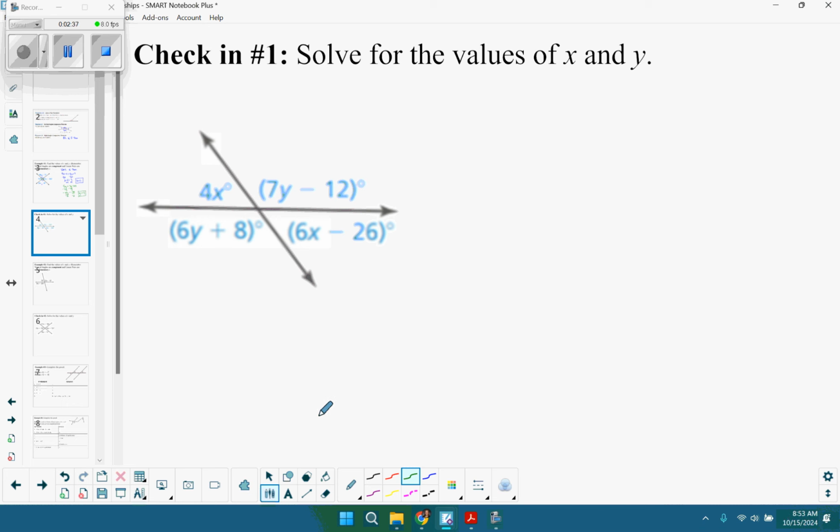Here's a check-in problem for you to try. You could pause if you're going to give it a shot. The answers are posted in the blank notes online.